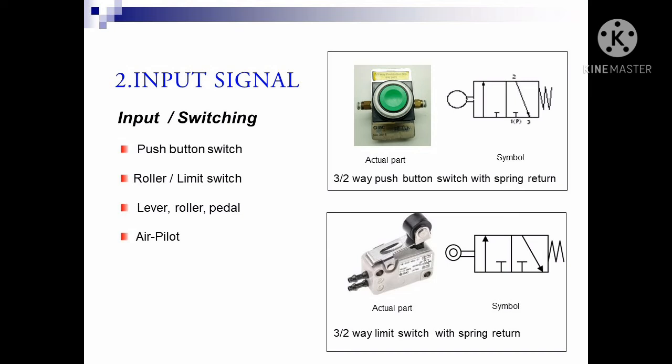In the case of the push button switch, the valve is normally closed when it is in the initial position and does not allow compressed air to flow through it. By pressing the push button, the valve opens and then the compressed air will flow to the actuator.